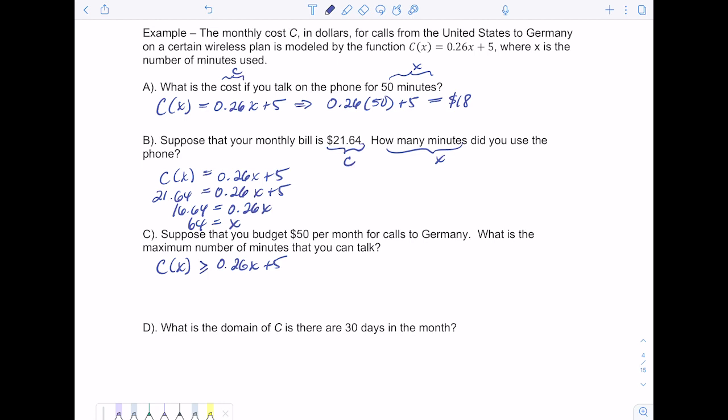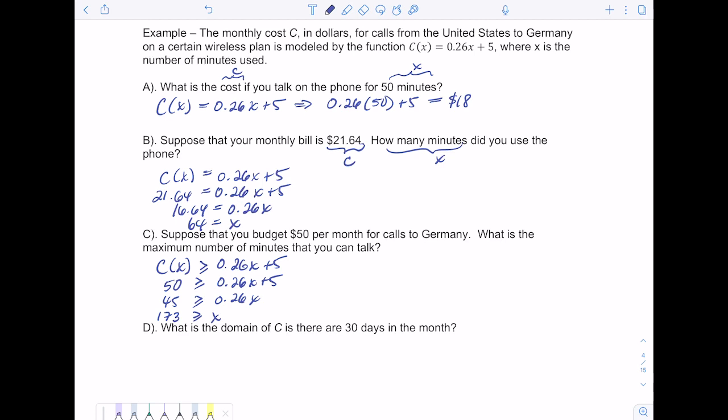So the cost is greater than or equal to 0.26x plus 5. So you don't want your costs to exceed $50. 50 is the most that you want to pay. So we would use greater than or equal to. And now I want to solve this. So subtract 5. And then divide by 0.26. And you would get 173 is greater than or equal to x.